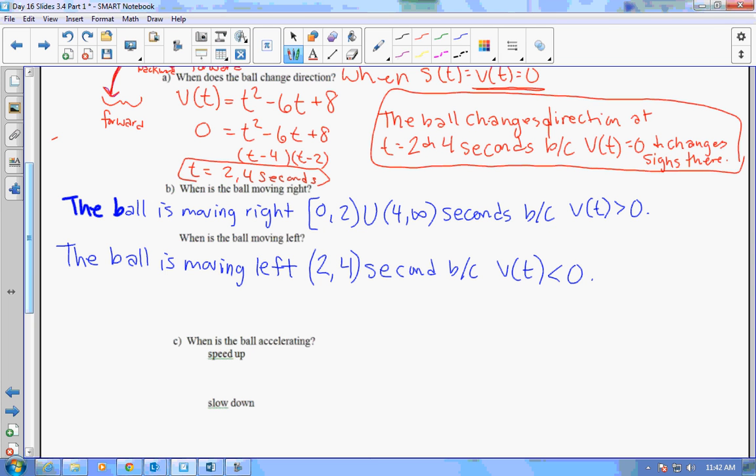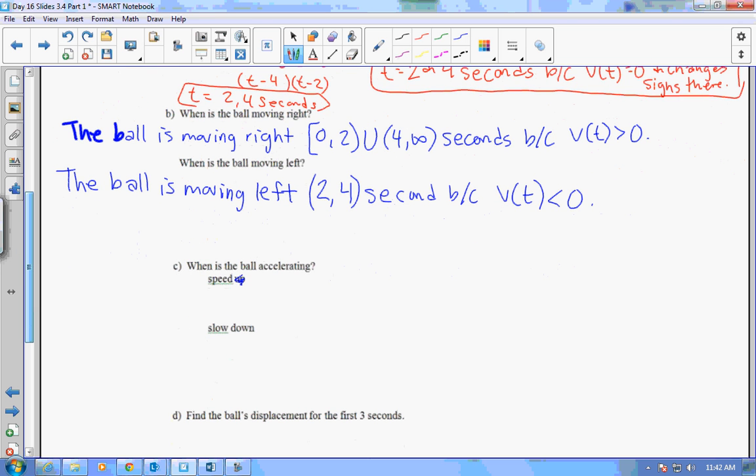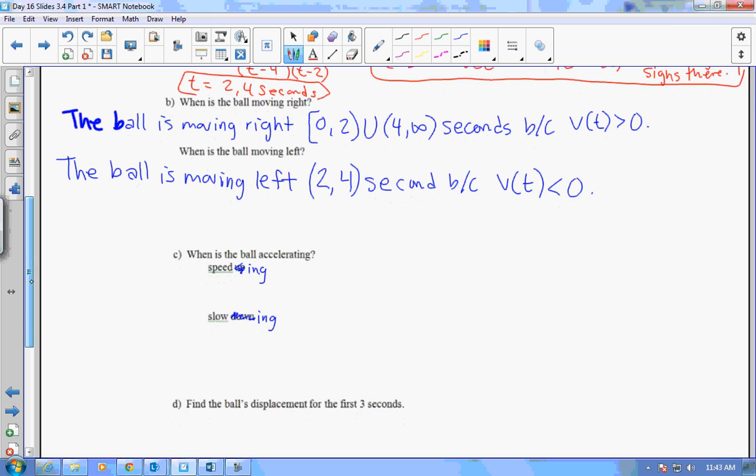Okay, now I'm going to scratch out up and put ing, speeding, and down, change it to ing, slowing. Because, like we did last time, if I throw my marker, it's actually slowing as it goes up, even though we say slow down. And it's actually speeding when I drop it because of gravity when it's moving down. So that's confusing. So we're just going to say speeding and slowing. When is the ball accelerating? When is it speeding versus slowing down?